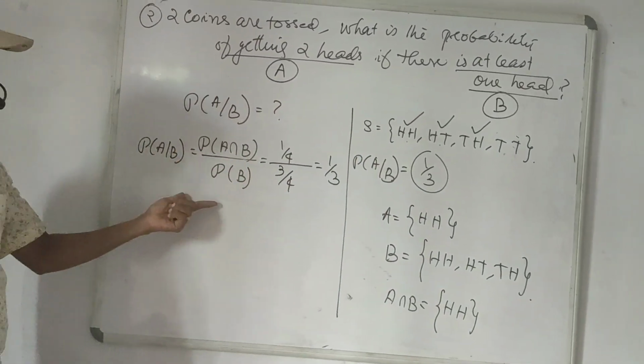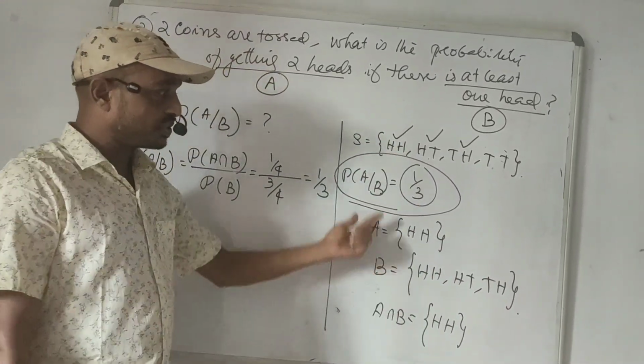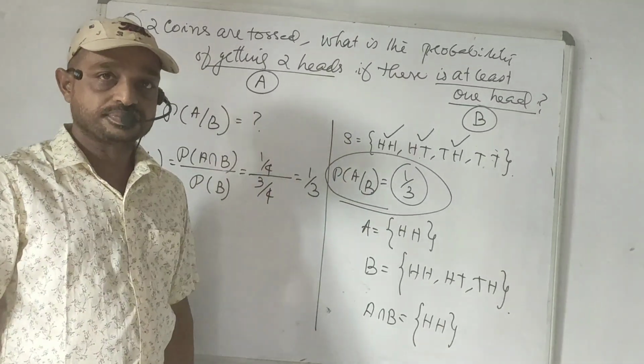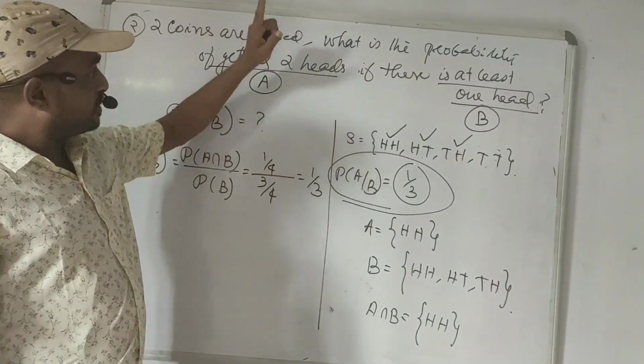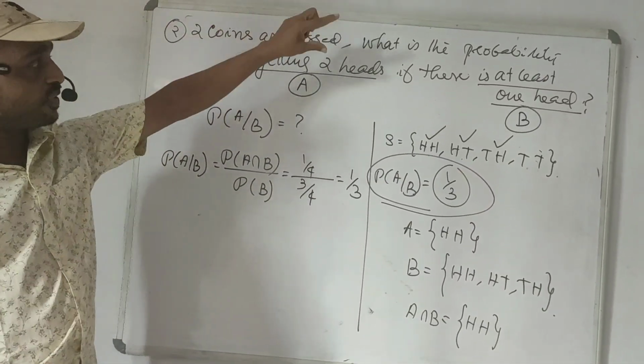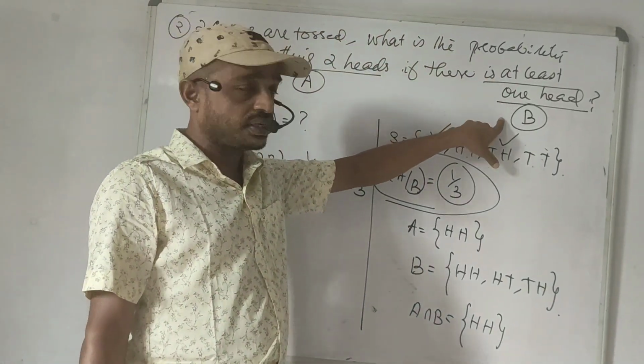So without using this formula, we know that the answer should be 1 by 3. How would you know this? We are considering the random experiment of tossing 2 coins. We are required to find the probability of getting 2 heads if there is at least 1 head.